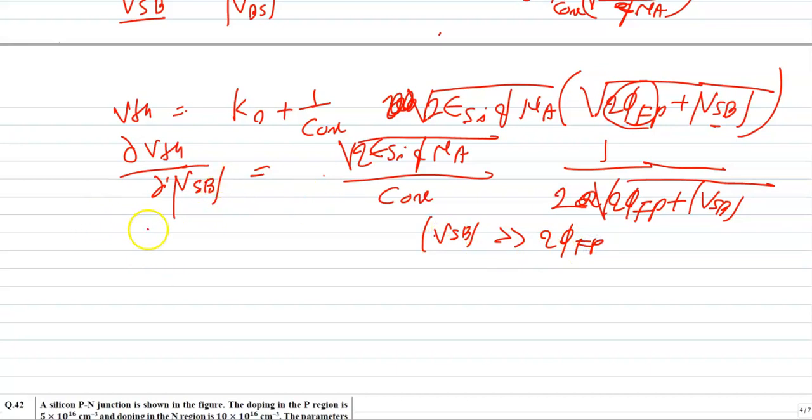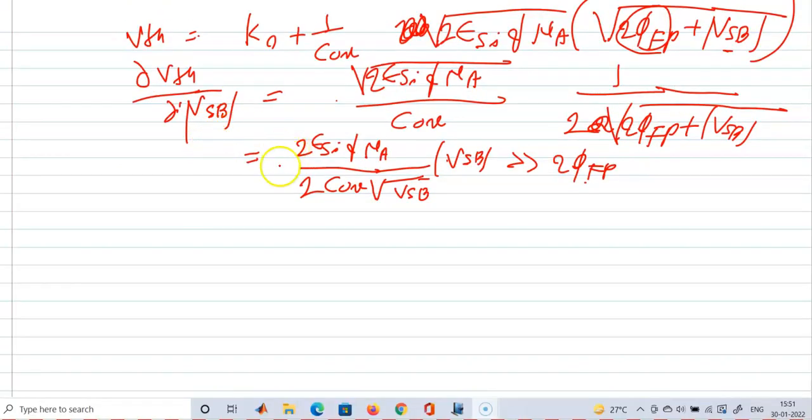So finally these values will be 2 epsilon silicon q Na over COX and 2, then root over of VSB. Because VSB is very much greater than twice phi Fp, ultimately you get this result. Now we can plug in the values. We have missed this one.